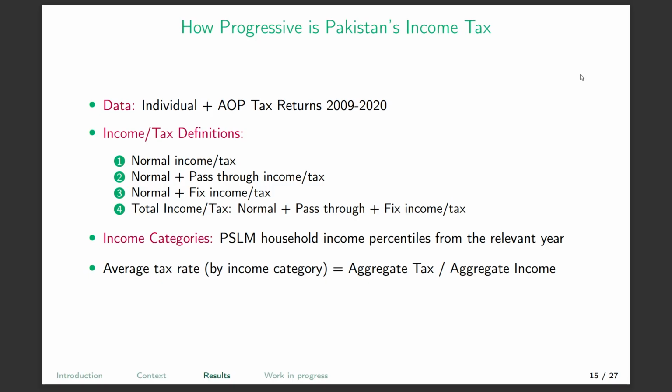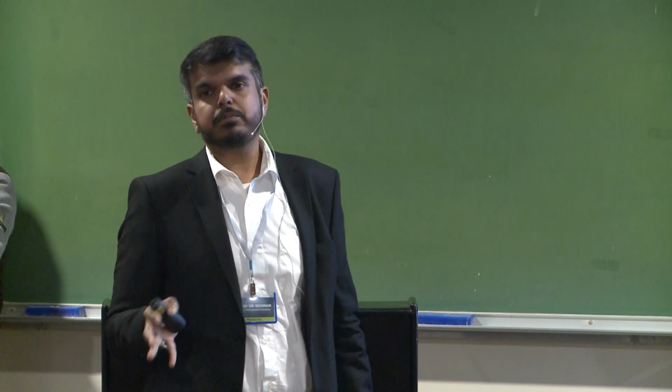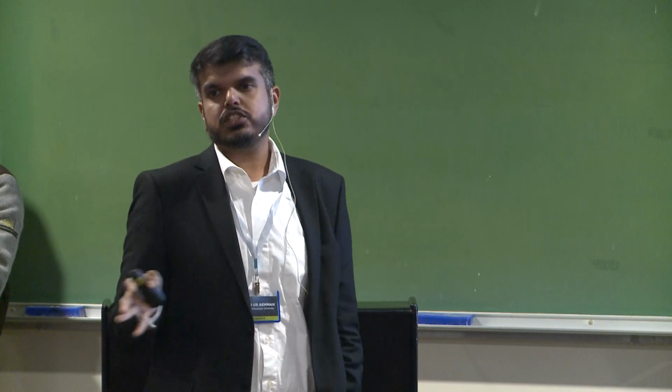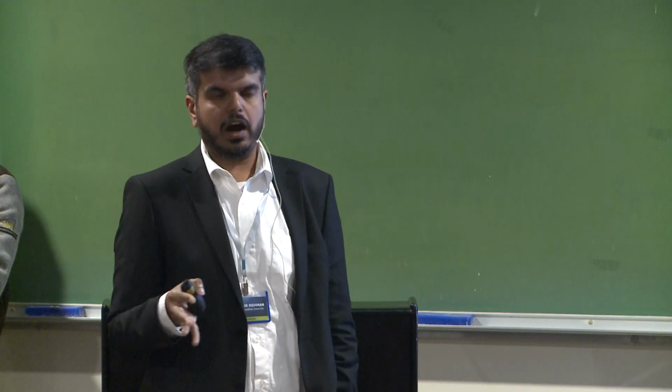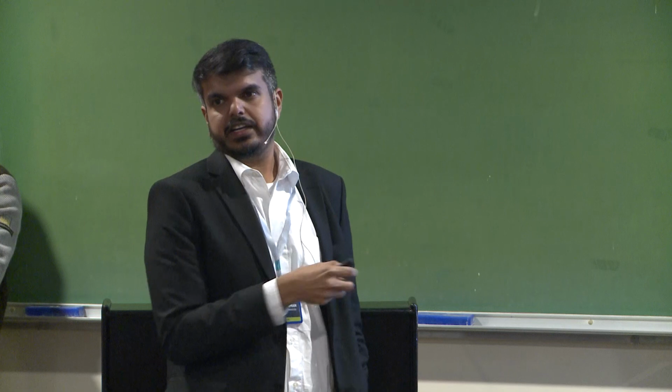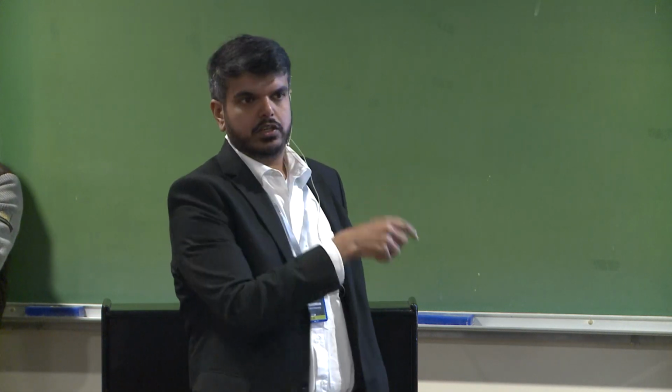And what we also wanted to do was look at categories in terms of the population, not just within the tax data. So here, what we did was we used the PSLM survey to calculate income percentiles based on household income, to figure out where in the full distribution of households these individuals are. And for them, then we plot the average tax rate, which is just the aggregate tax divided by the aggregate income for that group.